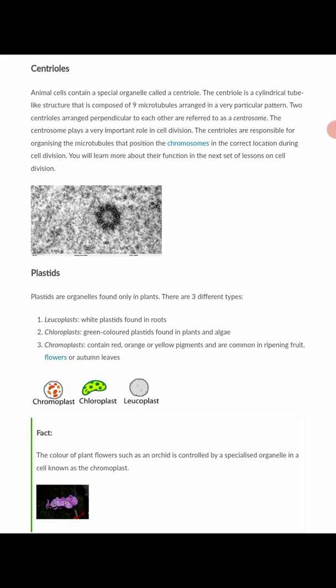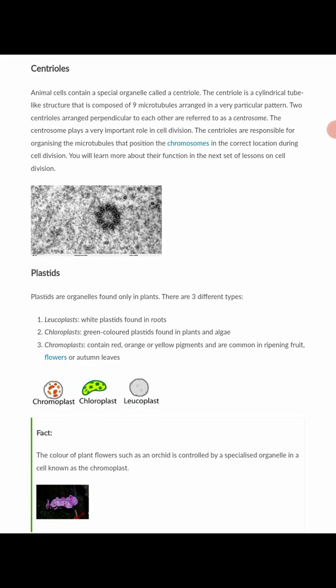The centriole is a cylindrical tube-like structure that is composed of 9 microtubules arranged in a very particular pattern. Two centrioles arranged perpendicular to each other are referred to as a centrosome.